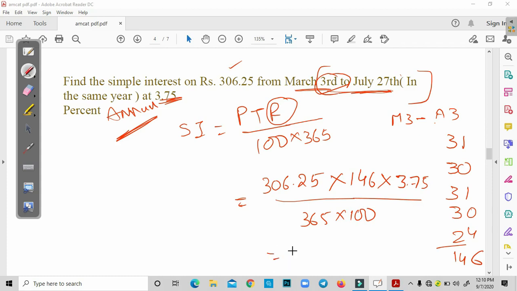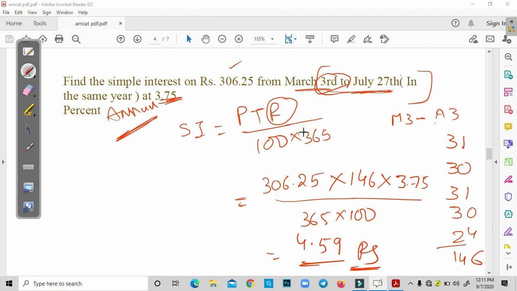If you do the calculation, it's straightforward. 306.25 multiplied by 146 multiplied by 3.75 divided by 365 into 100. It will be 4.59. What are those rupees?